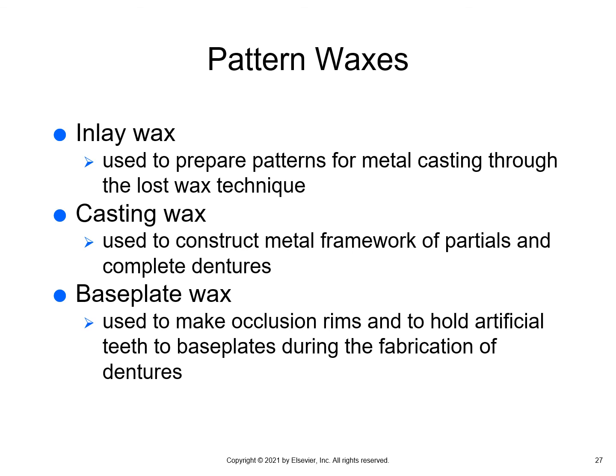There are different pattern waxes. There's inlay wax. Inlay wax is used to prepare patterns for metal castings using the lost wax technique. There is casting wax, which is used to construct metal framework for partials and complete dentures. There is base plate wax, which is used to make occlusion rims and to hold artificial teeth to the base plates during the fabrication of dentures. So those are our different pattern waxes.